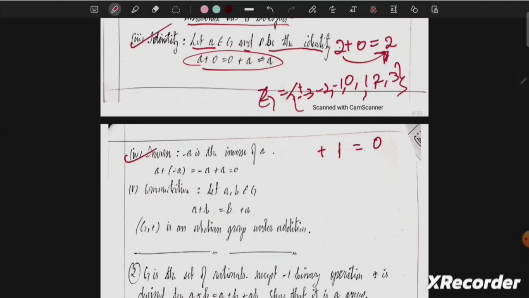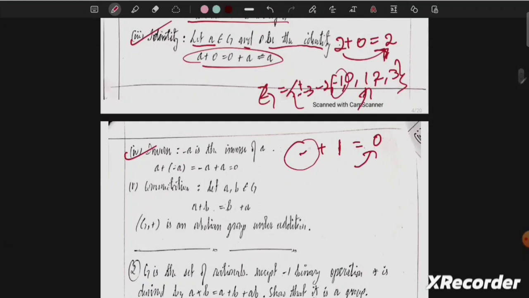If we take 1 from the set of integers, we have to think of an integer that should be added to 1 in order to get the identity element 0. So out here, if we use minus 1, we are obviously getting 0. So even the inverse element exists.